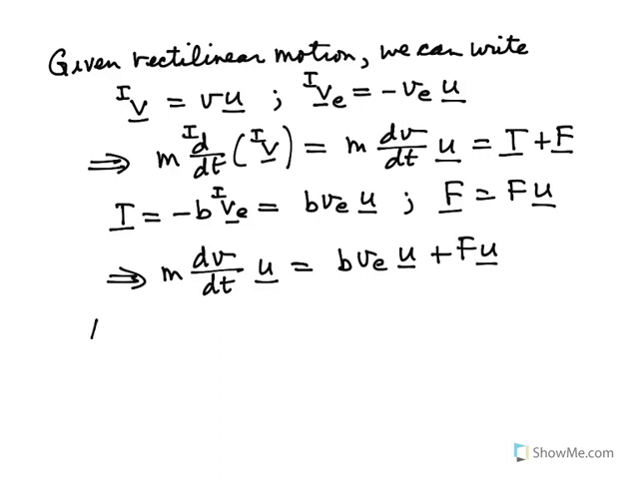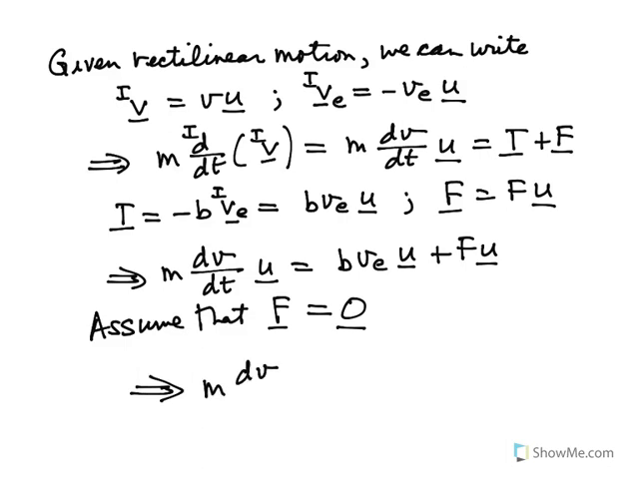But let's assume that F is equal to 0. So there's no external force. So propulsion is the only force. Then dropping the u's, because we don't need them anymore, we get m times dv/dt is equal to b times v_E, which is equal to T. So now we actually have a way of being able to express T.